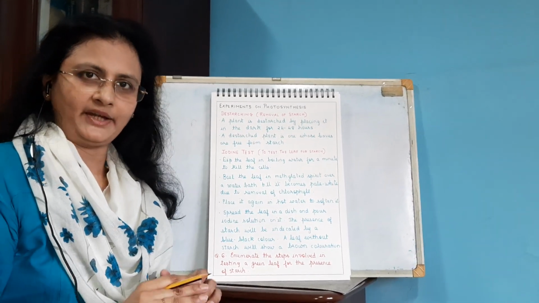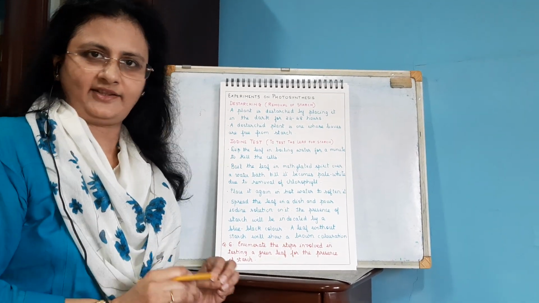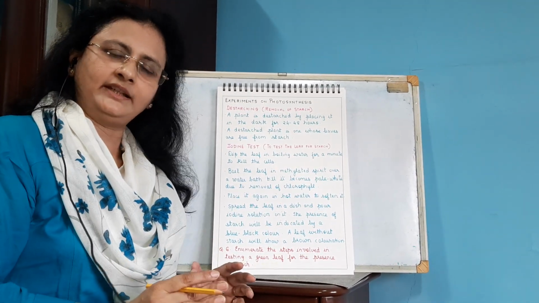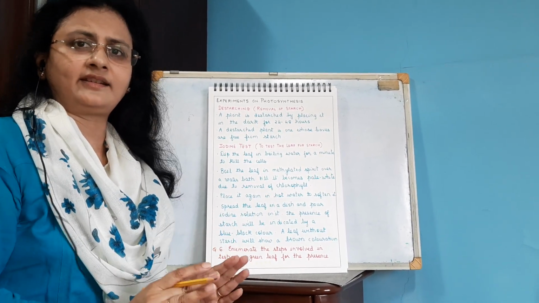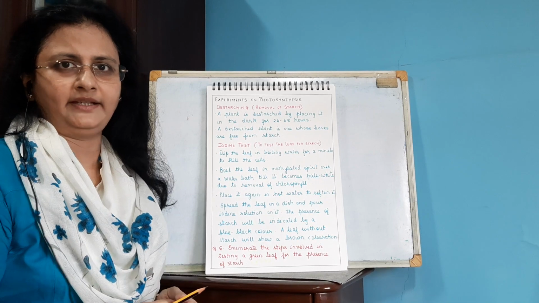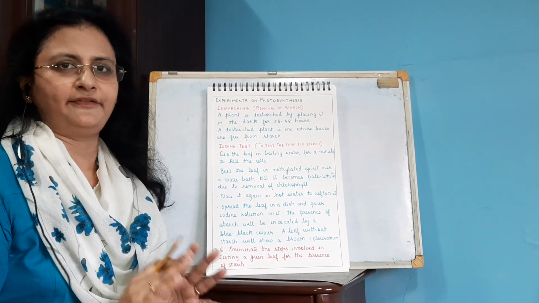Now once you pour iodine solution on it, if you get a blue-black coloration, it means starch is present, and if you get a brown coloration, it means starch is absent. Okay, is it clear? This starch test, the iodine test, to test for the presence of starch, is very, very important. Some question on this is asked every year.